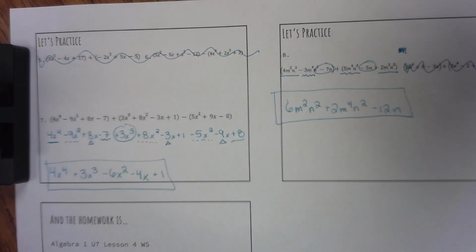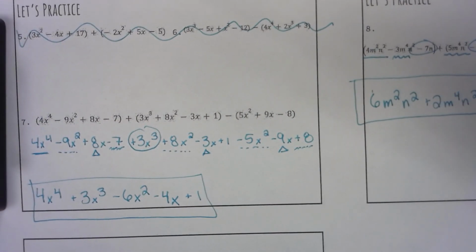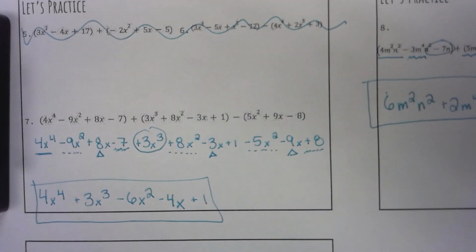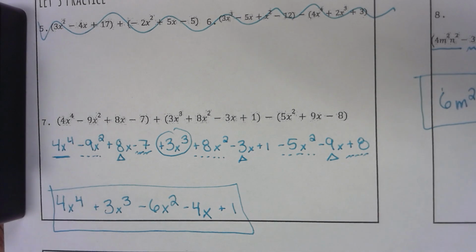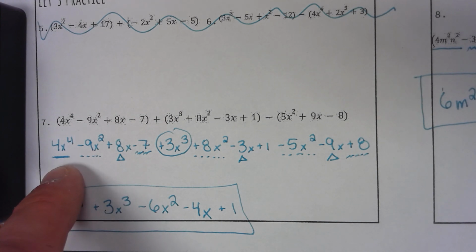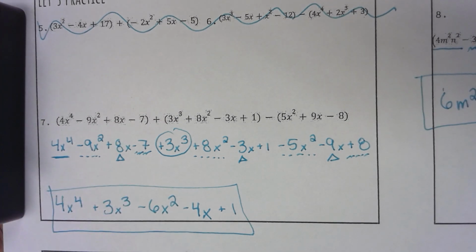Homework check-in. Again, we didn't get a lot of time since that first activity took a little longer. All right, so number 7, there ends up being a lot of terms, right? It's not hard, but there are so many little details that it is easy to mess up the addition or subtraction, especially with the signs. So the 4x to the 4th: there aren't any other x to the 4th, so there's nothing to combine that with.